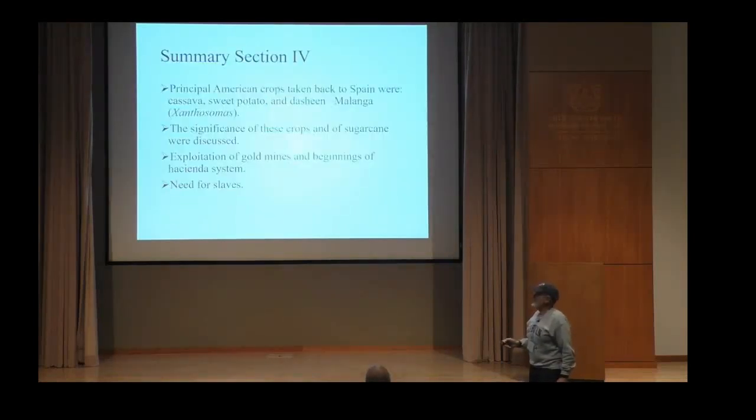Summary. Principal American crops: cassava, Himalayan, sugarcane. Okay, we discussed that. Gold mines, we didn't do that. We'll pick that up next, okay? But the need for the slaves. Thank you. That's it.